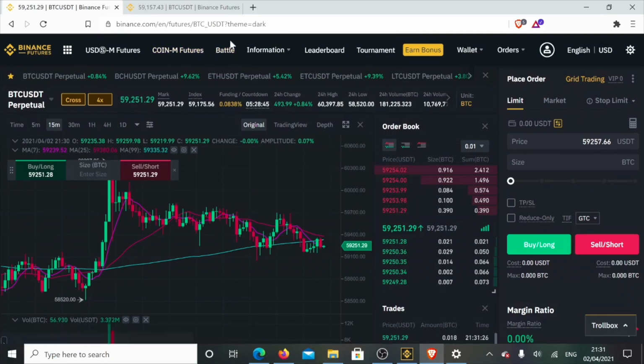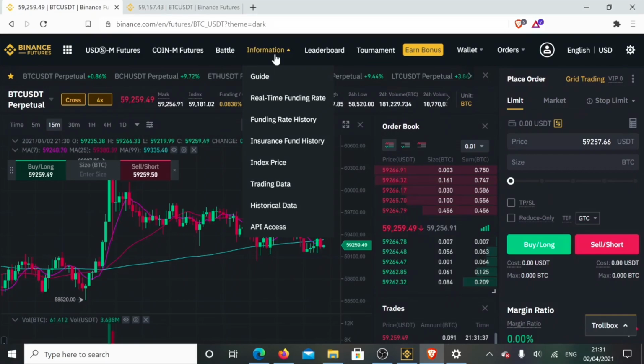It's like a kind of game by Binance information. You click on that. This information, you can see your real-time funding rate. You can click on it. If you want to check your insurance fund history, index price, all of that, you can check that.